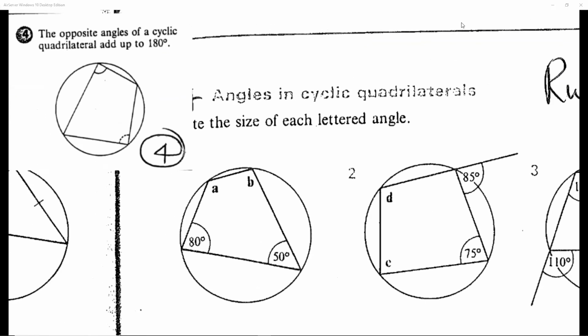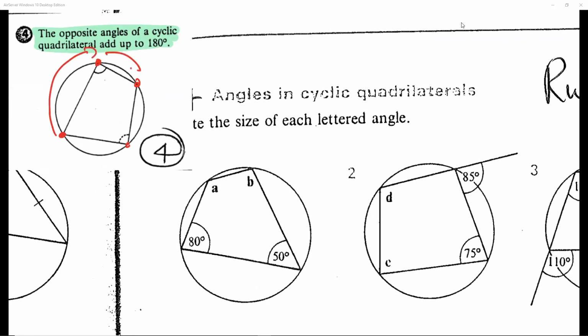Right, the next rule, number 4. Bilqis, read it to us, please. Rule number 4: the opposite angles of a cyclic quadrilateral add to 180. Okay, let's have Eliza. What does it mean by cyclic quadrilateral, Eliza? Does it mean that all the angles add up to 180?